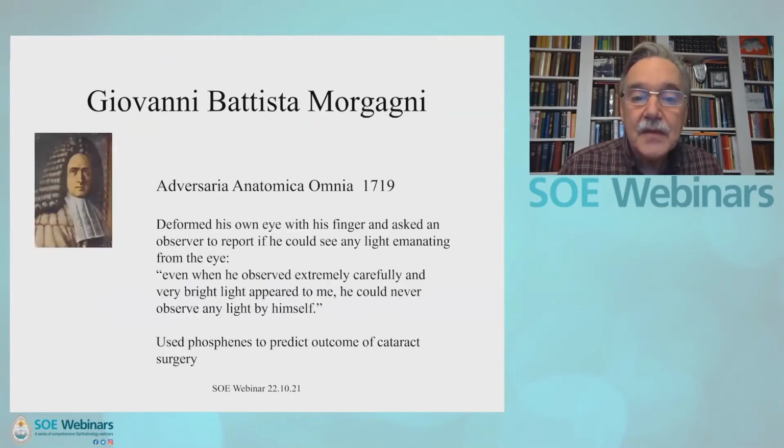And this was eventually confirmed by Morgagni, who did the first experiment of sitting in the dark with a friend, pressing on his eye, and when he could see light, his friend couldn't. And he actually used phosphenes to predict the outcome of cataract surgery.